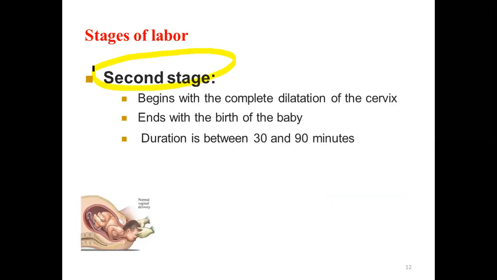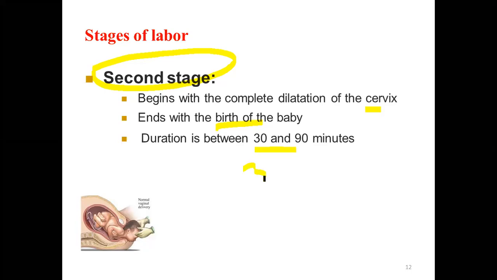Then the second stage of labor is very short and usually begins with complete dilation of the cervix and ends when there is birth of the baby. So it ends with the spontaneous delivery of the baby. Most of the time, especially in a multigravida woman, the duration lasts 30 to 90 minutes. In a multigravida it is usually very short, but in a primigravida it usually lasts up to even 3 hours. So we expect delivery of the baby within this period.